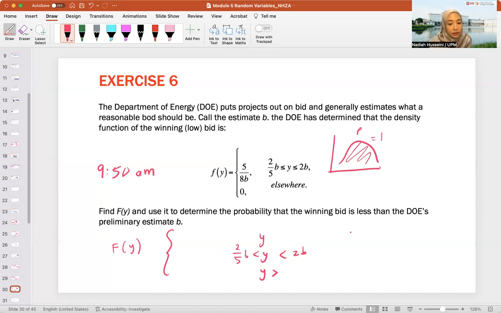You got it correct, but was it greater than or less than? 2 over 5b less than y. And 2b is greater than y. 2b is greater than y. Okay, let me write that down first. 2b is greater than y. Y is less than 2 over 5b.